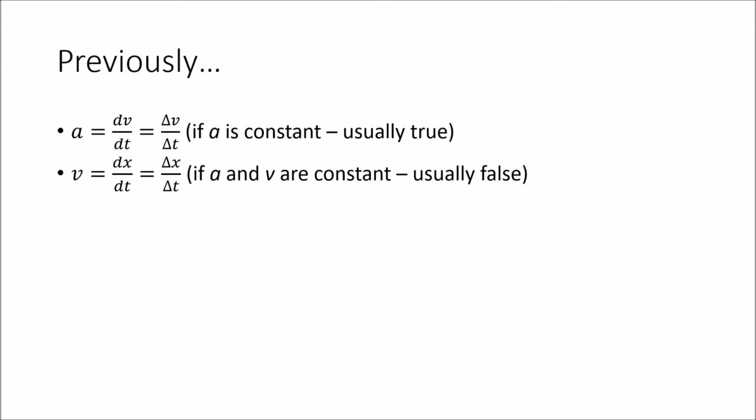You can always say that the instantaneous velocity is equal to the derivative of x with respect to t. That part is always true. The first 2/3 of this is always true. It's just this last little bit on both of them that's only true if certain things are constant. So be careful about that.